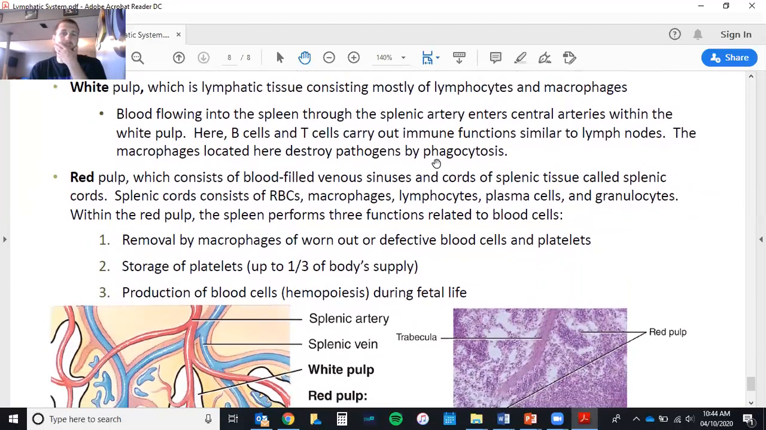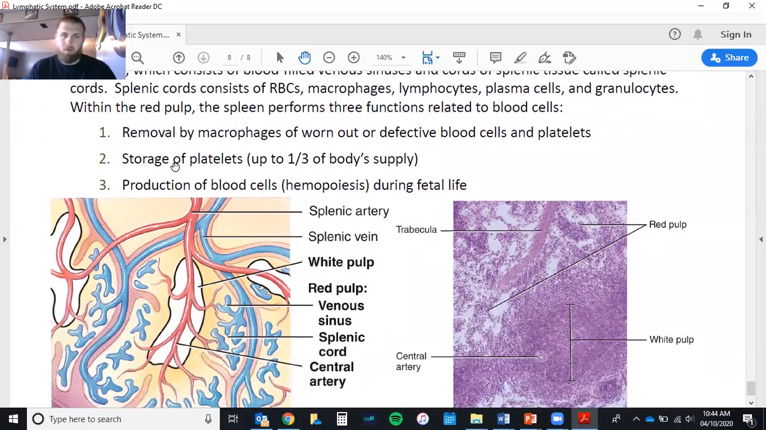This is where B cells and T cells can carry out their immune functions like they do in our lymph nodes. The only difference, once again, is that we're filtering blood here instead of lymph. And we've also got macrophages that do their thing, performing phagocytosis.